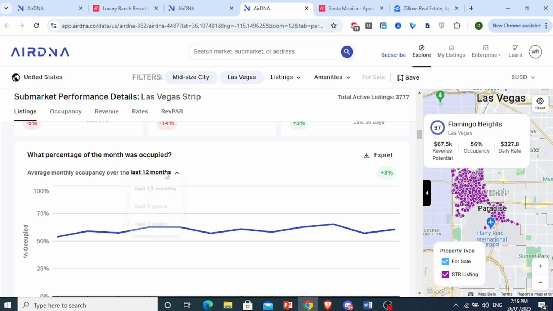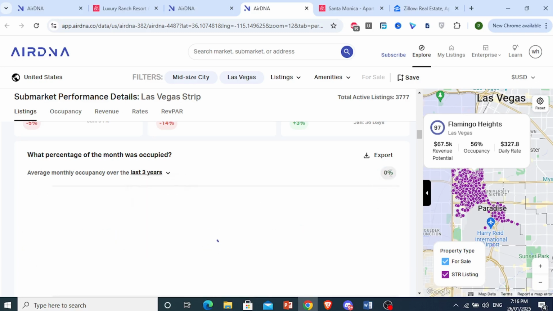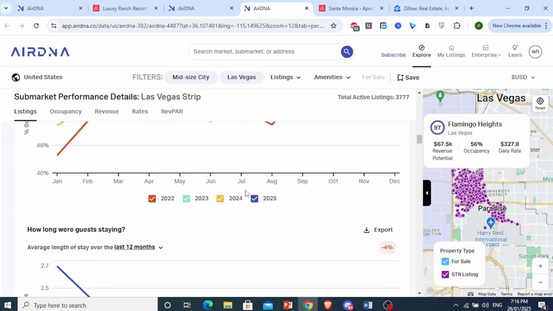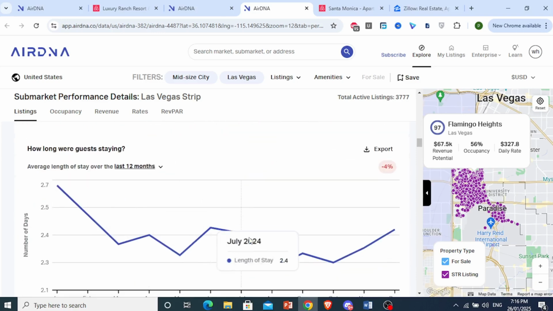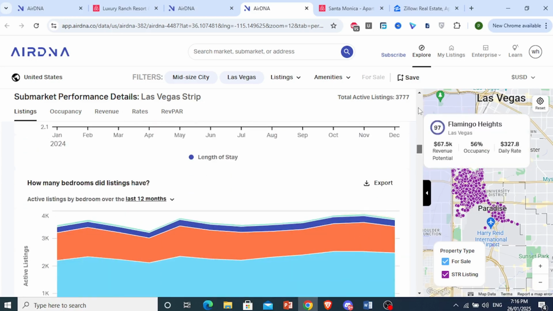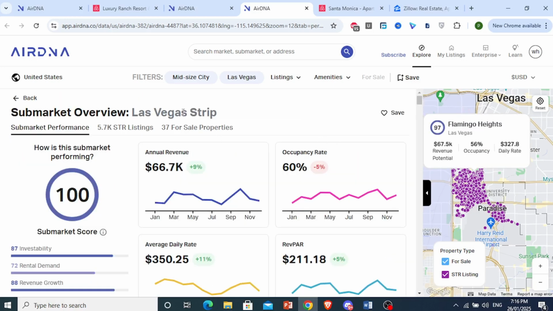And if you come down here, you see the percentage of the month where it was occupied. So if I go ahead and change to maybe last 3 years, you can see this number has been growing by about 3%. Right? And how long were guests staying over the last 12 months? You can go and look at those as well, right? So now if I come up here, you can also see the listing.